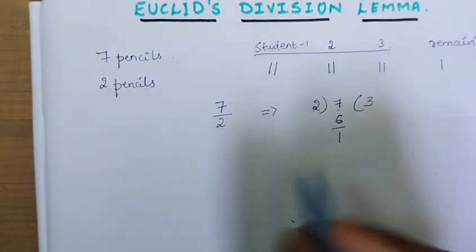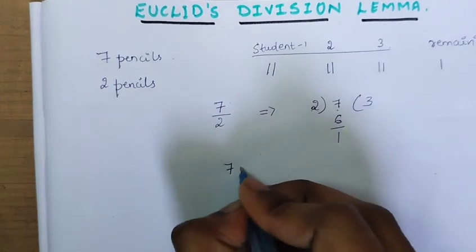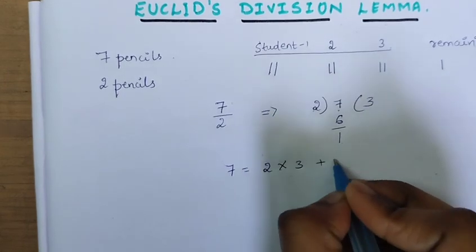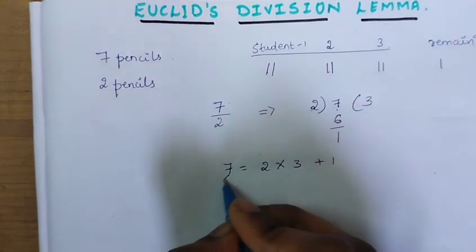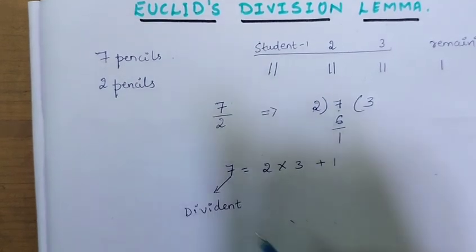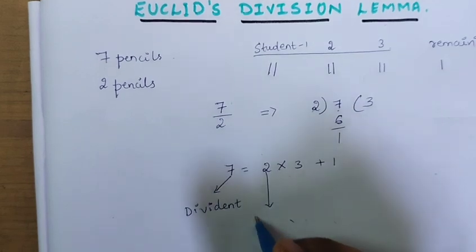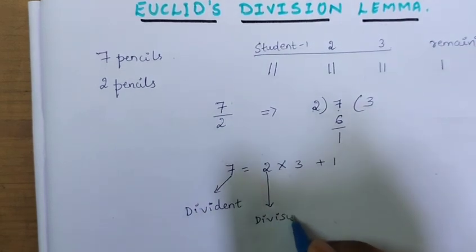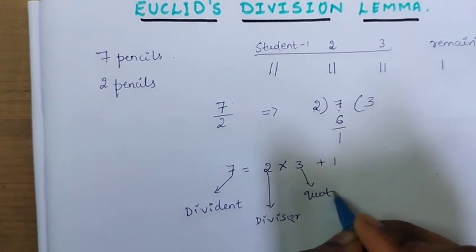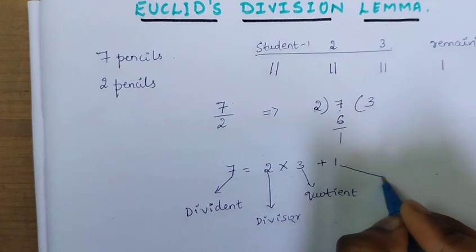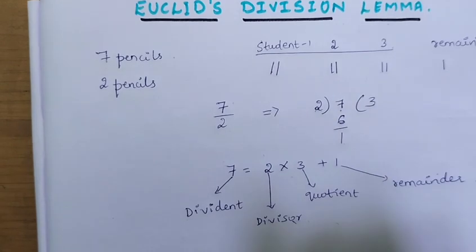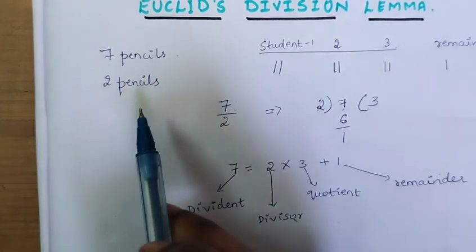So I can rewrite this as 7 is equal to 2 into 3 plus 1. Where 7 is my dividend, 2 is my divisor, 3 is my quotient, and 1 is my remainder. So this was the example for the first situation.